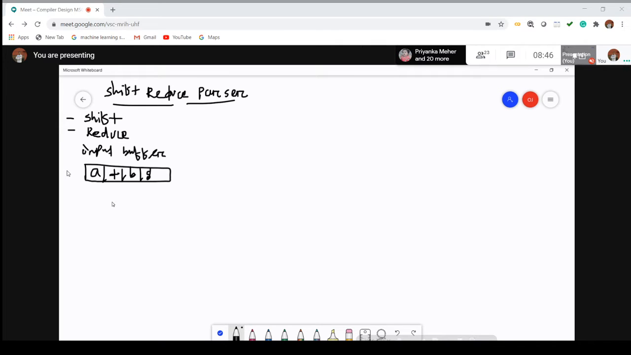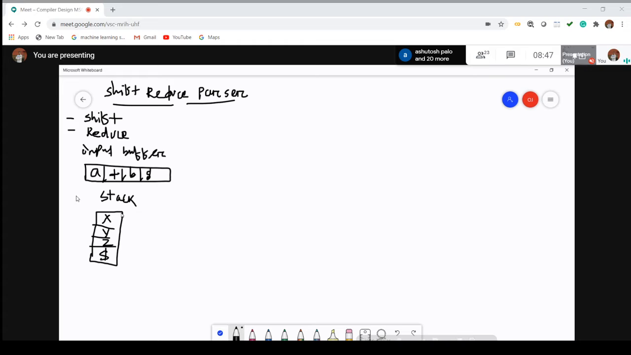It consists of terminal symbols ending with a dollar, and the second one is the stack. Stack will consist of grammar symbols. Also the stack is ending with a dollar. Let this value be x, this one y, this one z, and always the bottom of the stack is dollar. Then the symbols will be arranged, moving like this. So the input buffer consists of the input string, and the stack consists of grammar symbols.